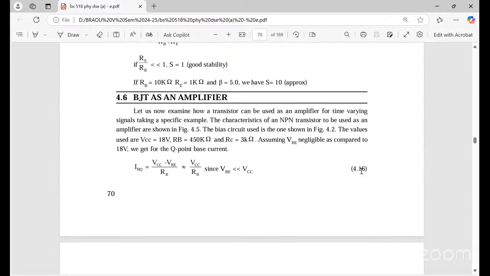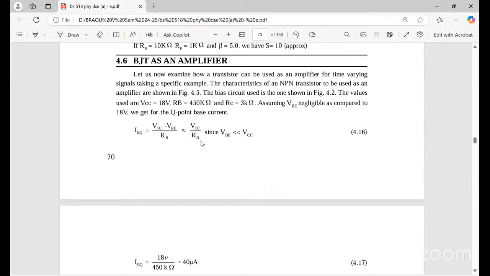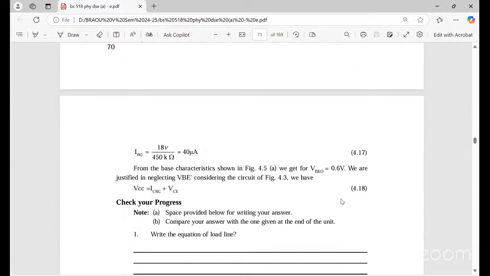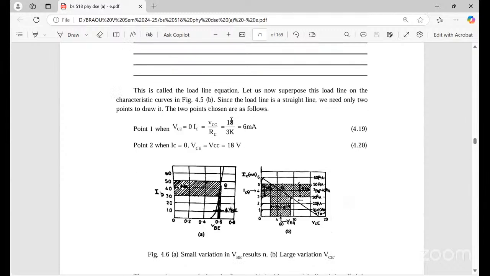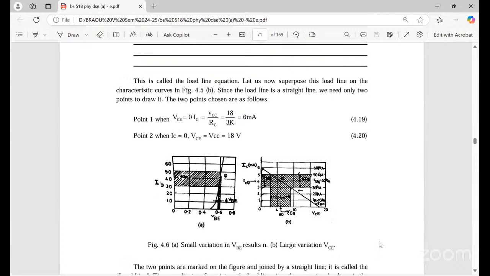Taking a specific example, the characteristics of an NPN transistor to be used as an amplifier. Here the bias circuit used previously, and the values are already known. The base emitter voltage is negligible. What is the operating point here? That is the IB value, VCC by RB, because VBE is negligible. So like that we can easily find VC and IC values. A small variation of the base emitter voltage is to be observed, whereas at the collector there is a large variation in VCE. That is to be referred.